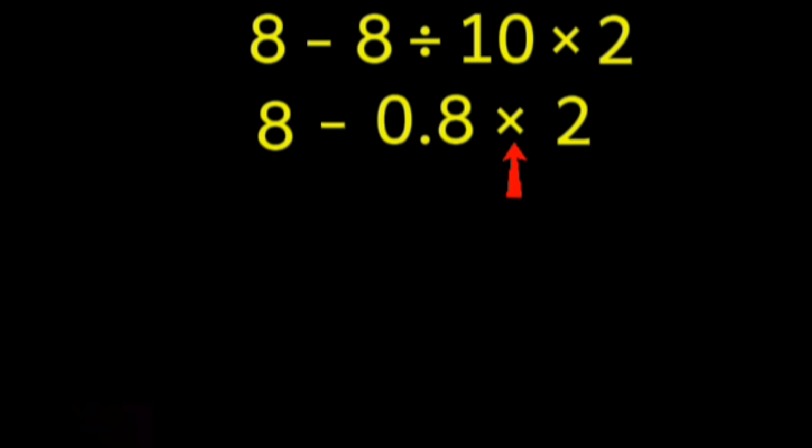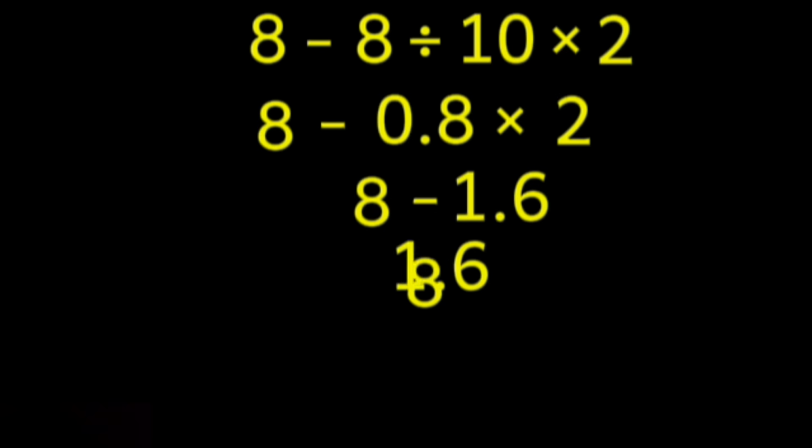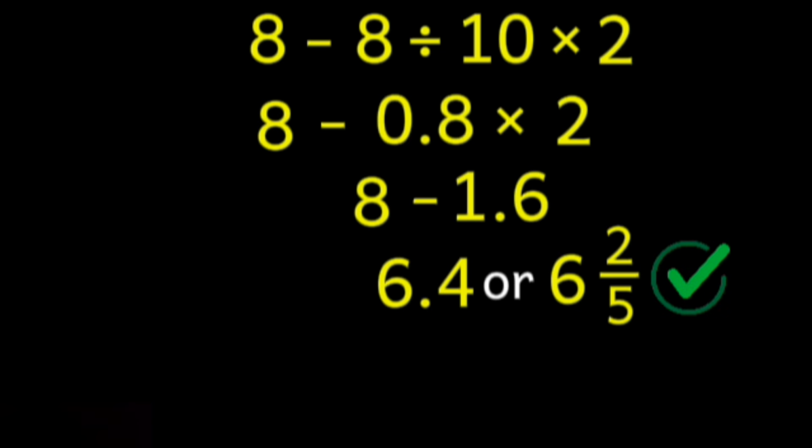Next, we multiply. 0.8 times 2 is the same as adding 0.8 plus 0.8, which gives us 1.6. Now we have 8 minus 1.6. Finally, we subtract. 8 minus 1.6 gives us 6.4. So the correct answer is 6.4, or 6 and 2 over 5.